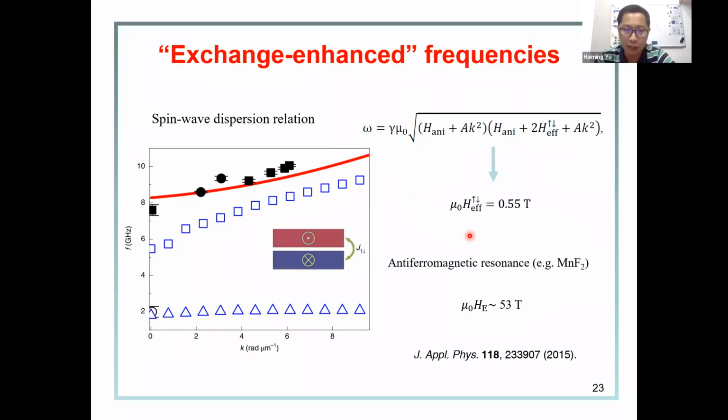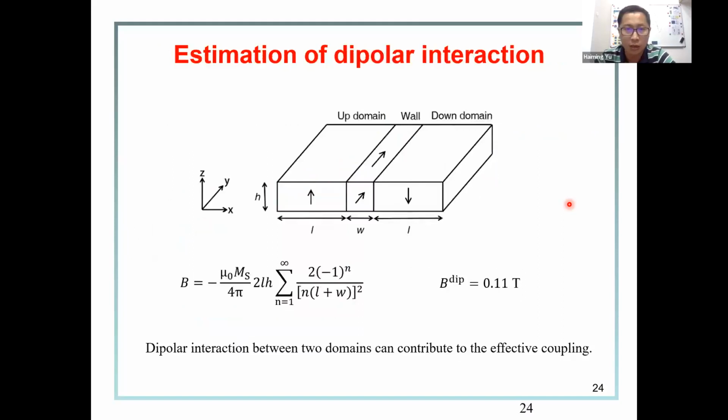So you can consider this as an effective antiferromagnetic spin wave mode. So the coupling between the up domain and down domain, the strength is not so strong. So what is the origin of this coupling? First, we consider the dipolar coupling between the up domain magnetization and the down domain magnetization.